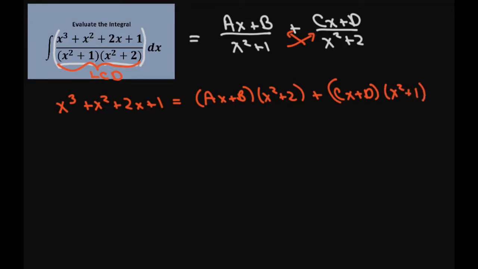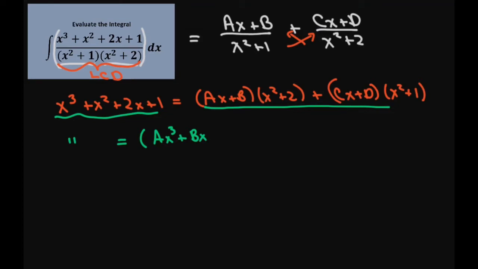All right, let's simplify this side here. We're going to keep this, so I'll just put that there. I'll put quotation marks there for now. This is going to give you ax cubed plus bx squared plus 2ax plus 2b. That's foiling that out. And then for this one, we'll get cx cubed plus dx squared plus cx plus d.